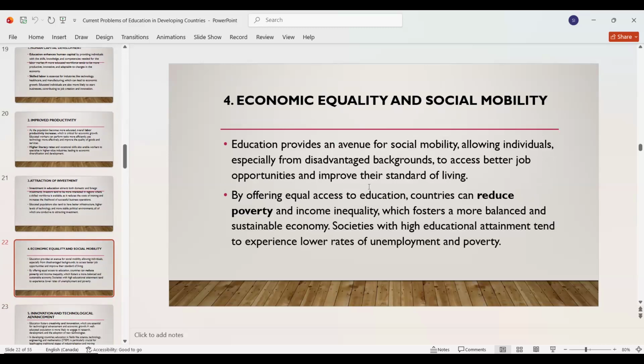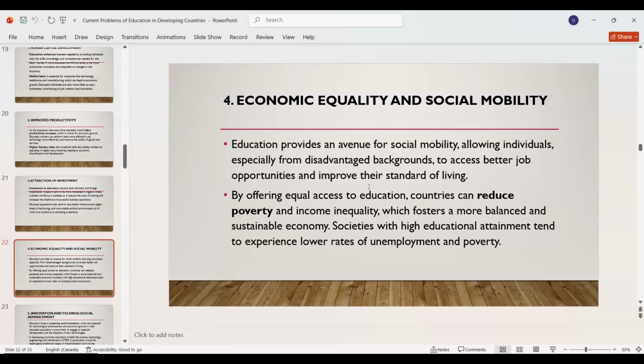Economic equality and social mobility. Equality, mobility. Equality means you have to have the same, if you are a Sri Lankan citizen, every Sri Lankan citizen has to have the same thing, right? You can stay anywhere, right? You can build a house anywhere, you can buy land anywhere, right? And you can do jobs.